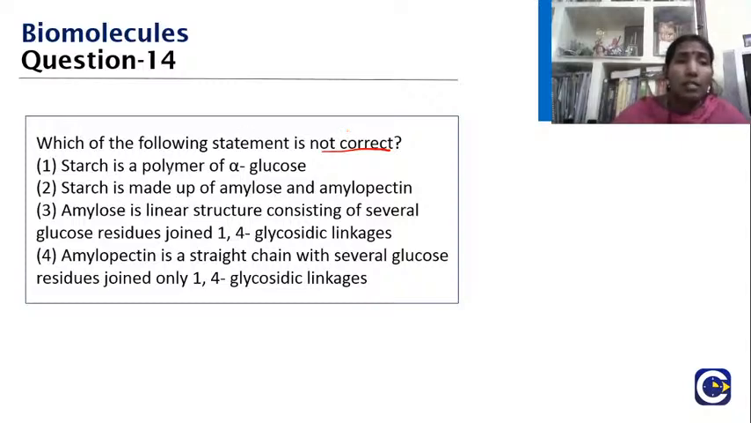Okay, so starch is a polymer of alpha glucose. Starch is made up of amylose and amylopectin. Amylose is a linear structure consisting of several glucose residues joined by 1,4 glycosidic linkages.